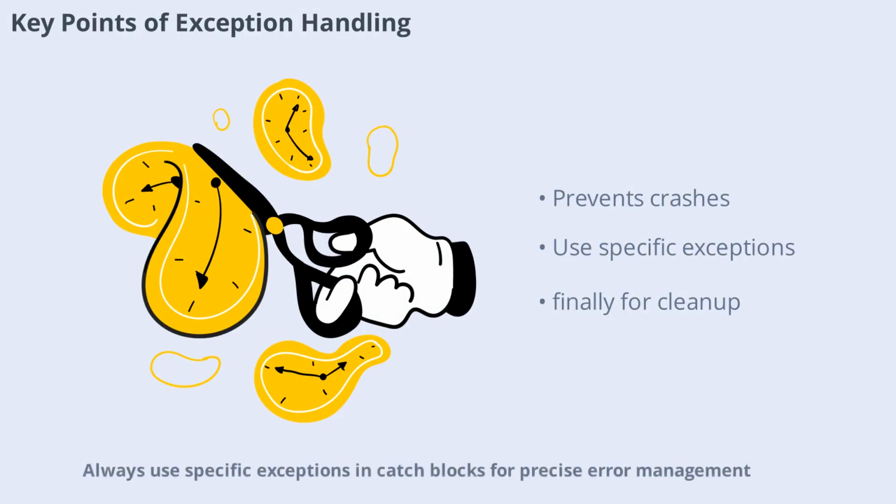Always use specific exceptions and catch blocks for precise error management. The finally block, while optional, is highly recommended for cleanup tasks, and don't forget you can use throw to intentionally raise exceptions when invalid conditions are detected. These practices help you write safer, more reliable code.